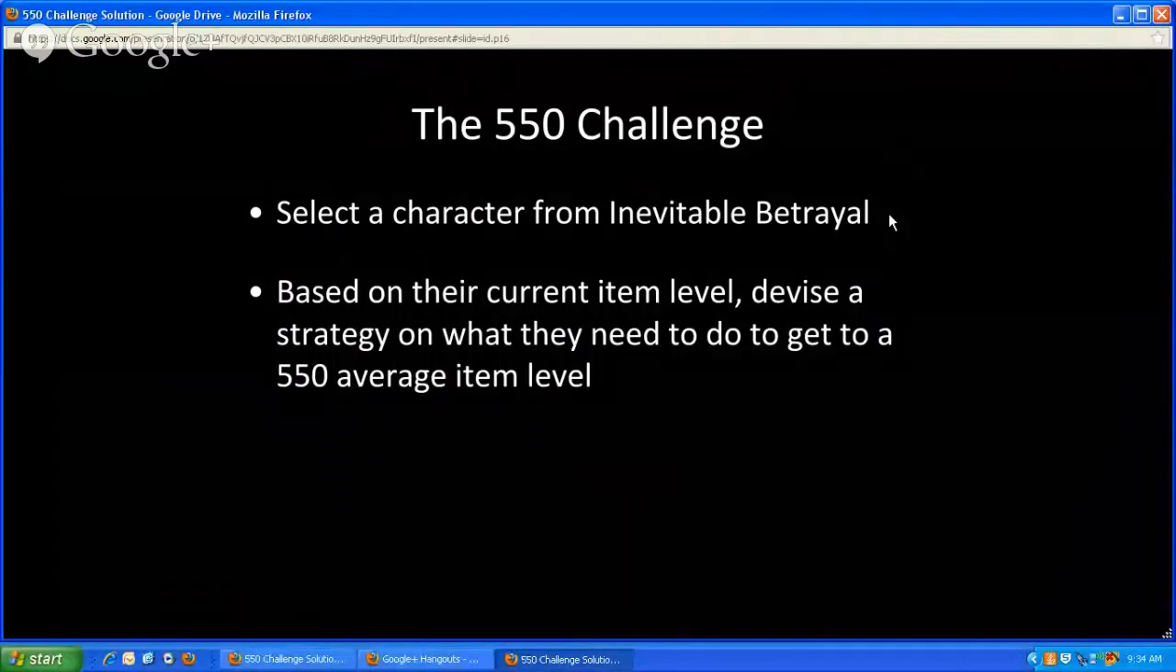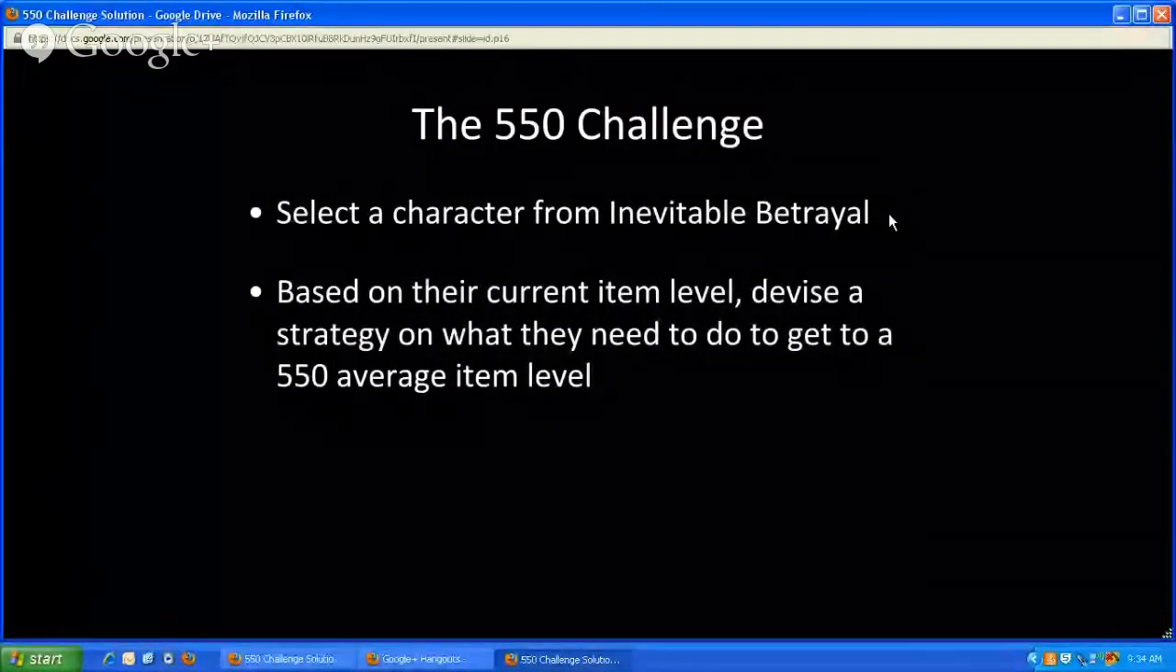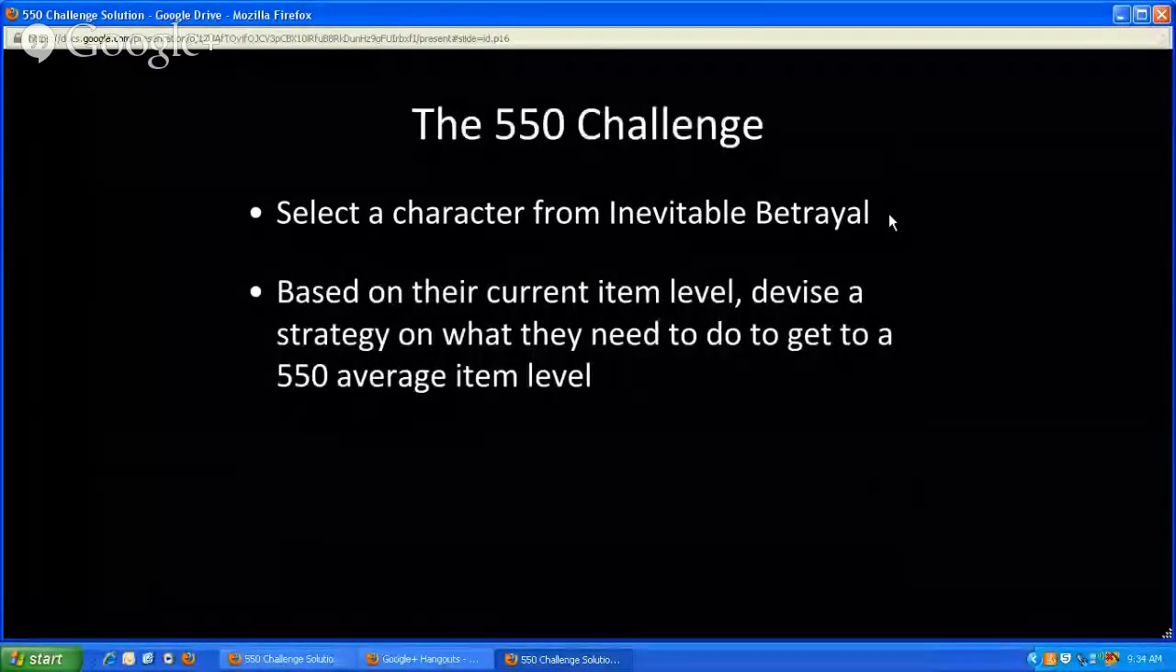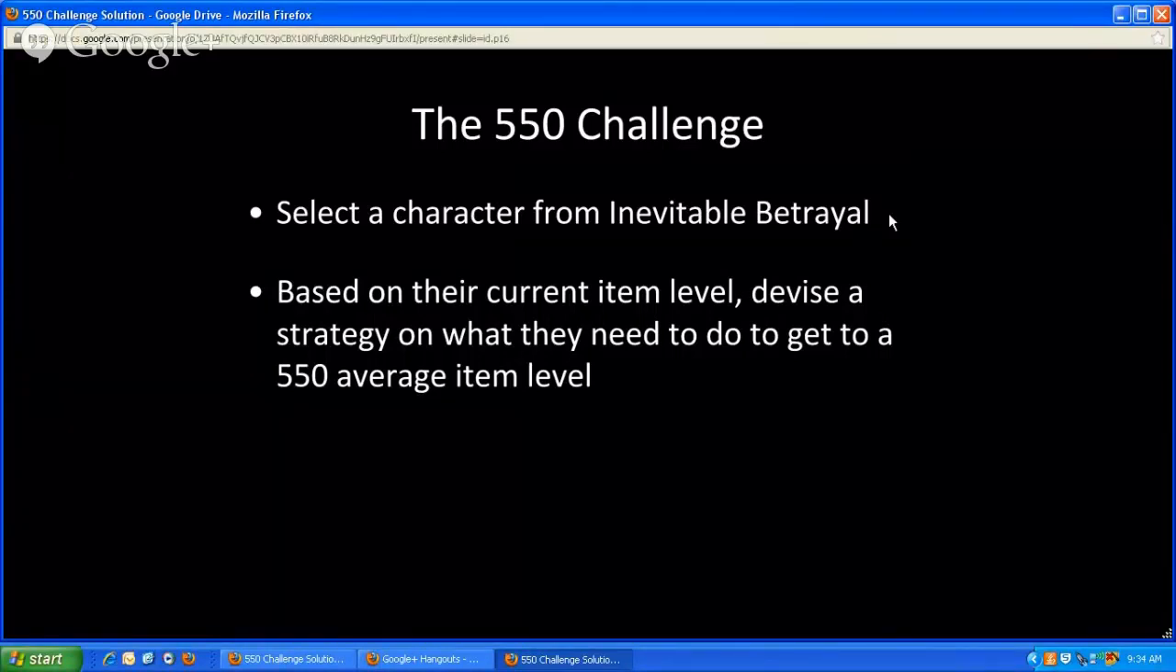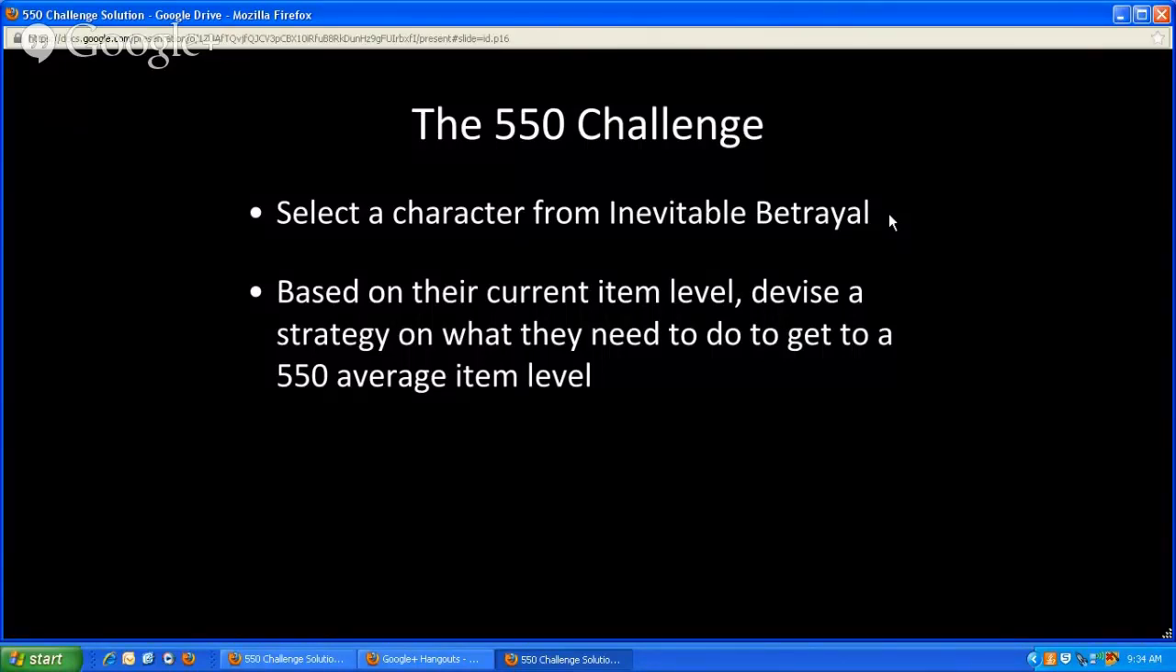We won't go into any of that this time, but one of the word problems we gave them was this one. It was the 550 challenge. What we had them do was select a character from Inevitable Betrayal, and based on their current item level that they found from the Inevitable Betrayal character in the WoW community, devise a strategy on what they needed to do to get their 550 gear level.